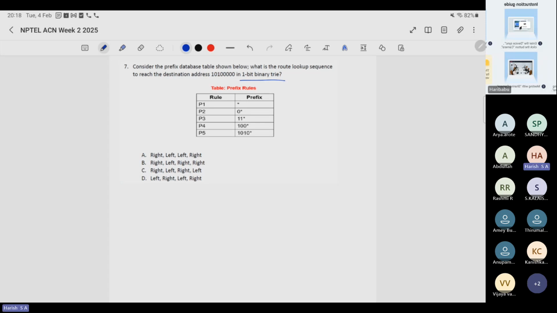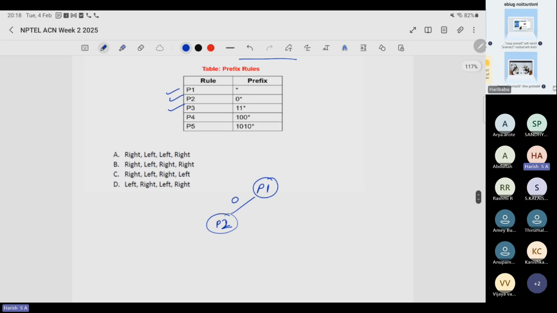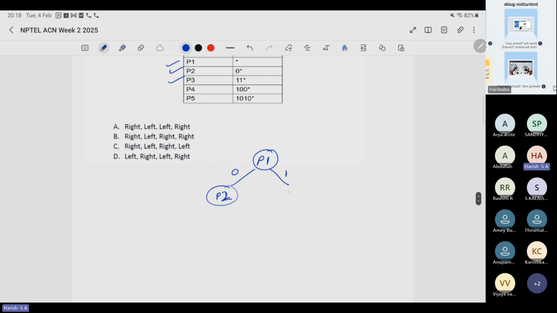Okay, I'll also construct it right now. First, we are putting P1. The first one is always going to be like this, and then P2. So it's a 0. So we go left. Put a 0, and then we say P2, right? And then P3 is 1 1 star, right? So this is 1 empty node, 1, and then P3 comes.